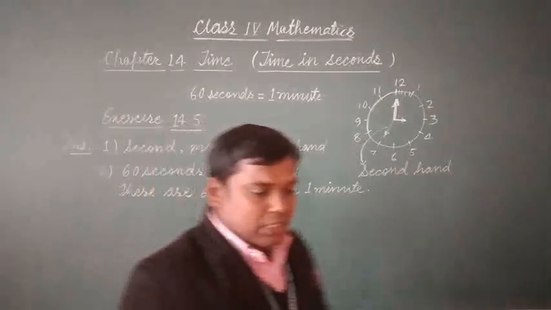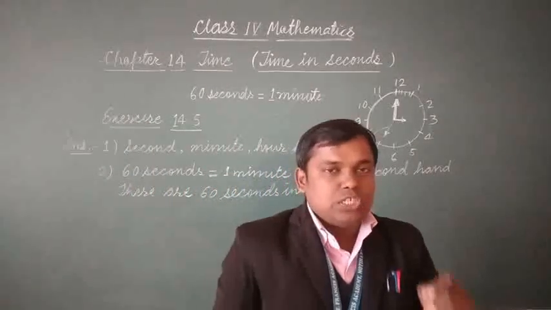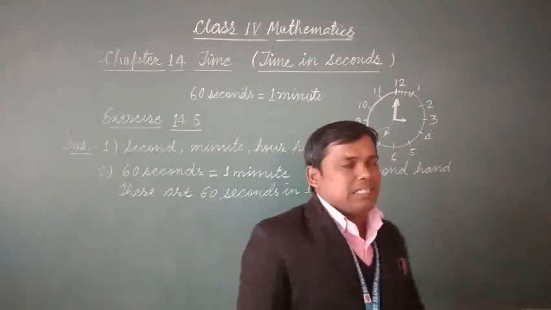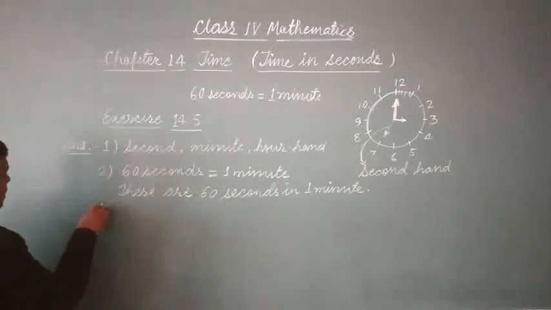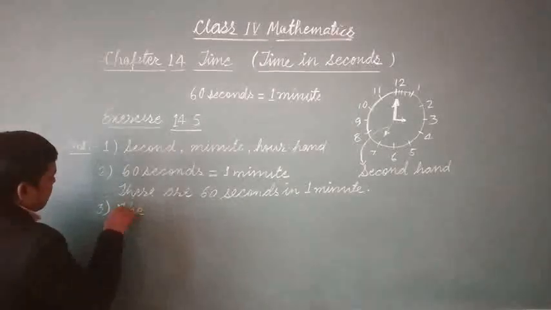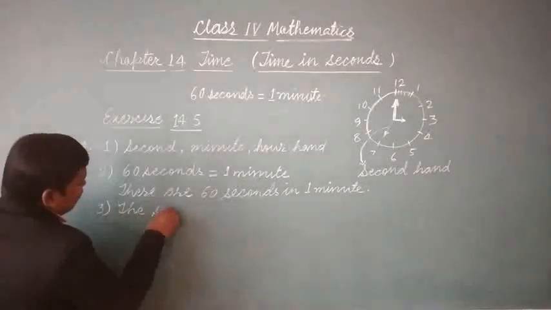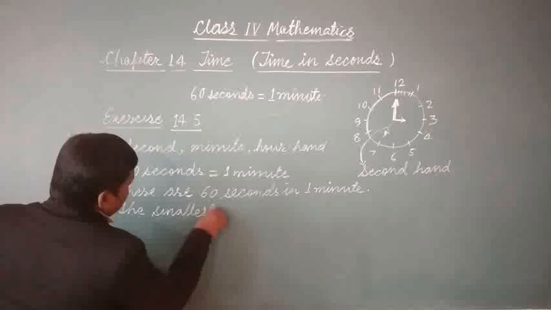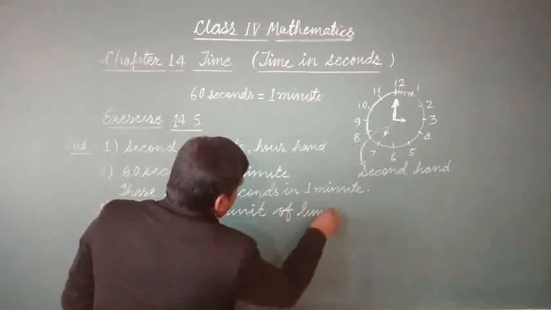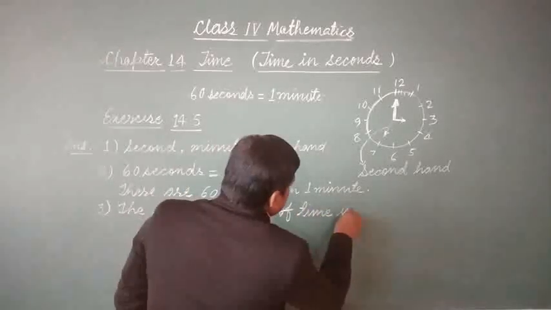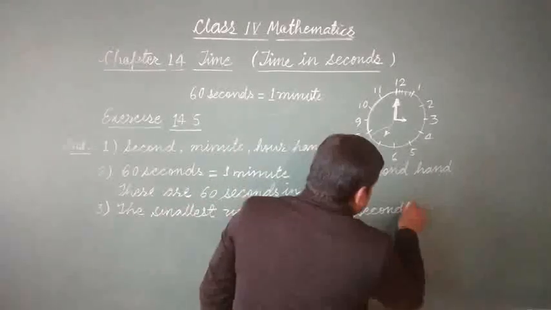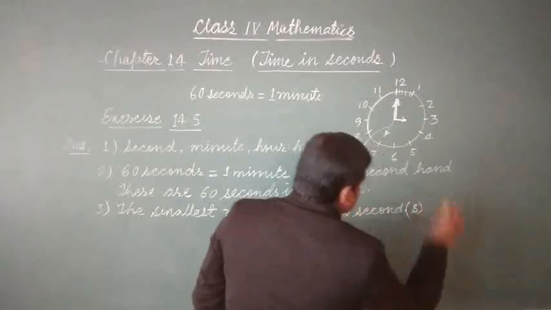Now, question number 3. Which is the smallest unit of time? I have already discussed in the previous class. The smallest unit of time is second. So you can write here as the answer to the third question, the smallest unit of time is second, and we write the symbol for it as s.